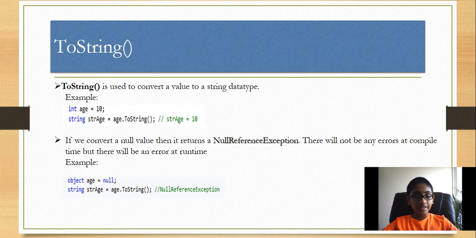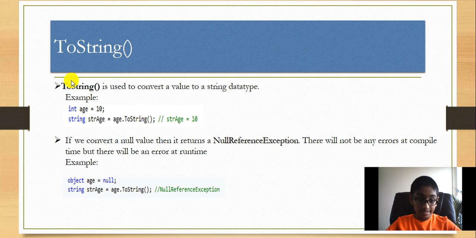If we convert a null value, then it throws a null reference exception. There will not be any errors at compile time, but there will be an error at runtime. So this is not like the Convert.ToString method. If you're converting a null value with that, you'll just get an empty string, but with this ToString method, you'll get a null reference exception.